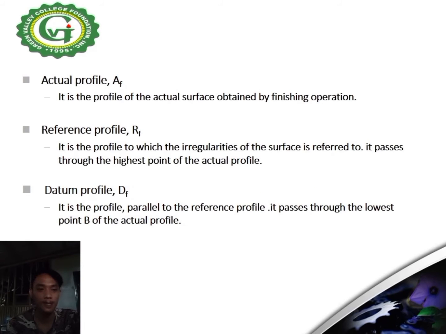Actual profile. It is the profile of the actual surface obtained by the finishing operation. Reference profile. It is the profile to which the irregularities of the surface are referred. It passes through the highest point of the actual profile. Datum profile. It is the profile parallel to the reference profile. It passes through the lowest point of the actual profile.